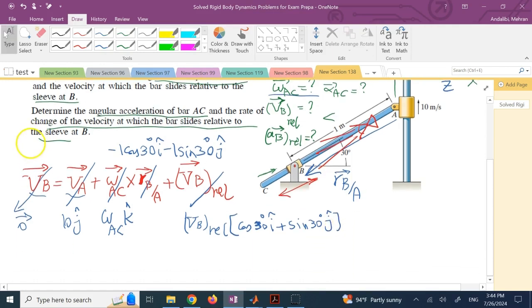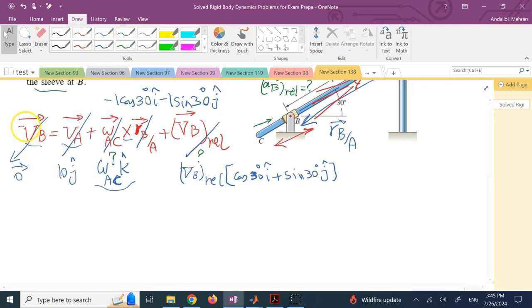Now if you look at the 2 sides of this equation, you have 2 vectors that are equal, left and right, and that means the i's are equal and the j's are equal. Here, this k will be crossed with i and j, so you will get i and j. So everything is going to be i and j. There are 2 unknowns. One of them is omega AC. The other one is VB relative, and that should give you 2 equations for the 2 unknowns.